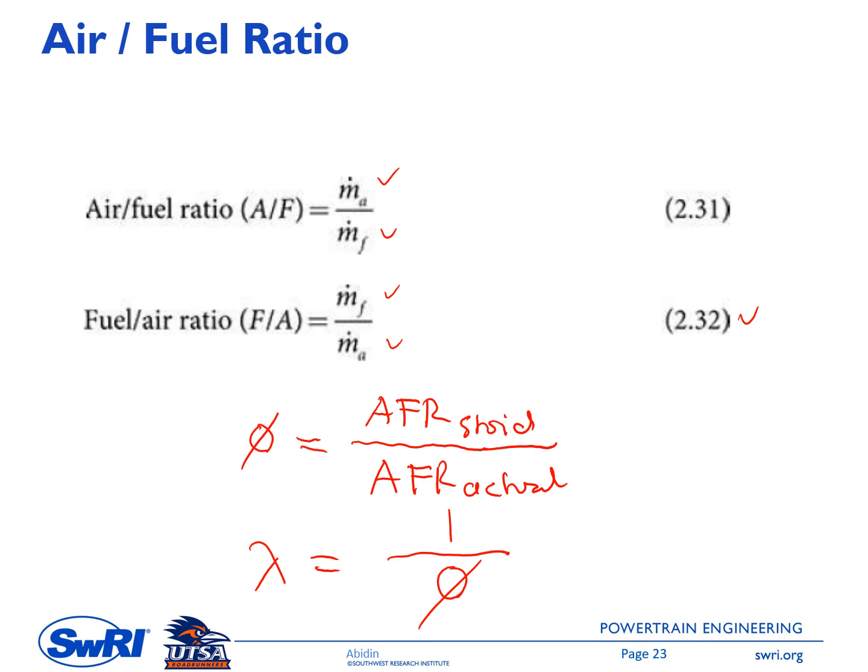So we have a rich mixture when phi is above 1, which means you have more fuel than the theoretical amount of fuel. We have a lean mixture when phi is less than 1, which means we have more air than the theoretical amount of air.